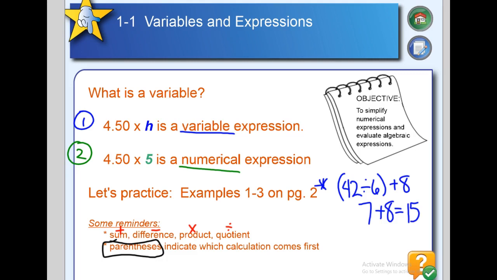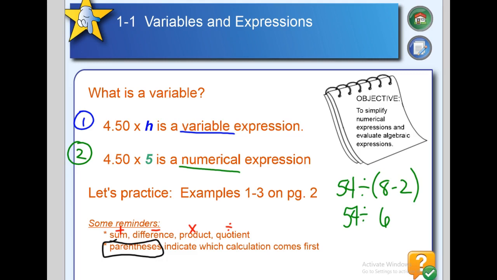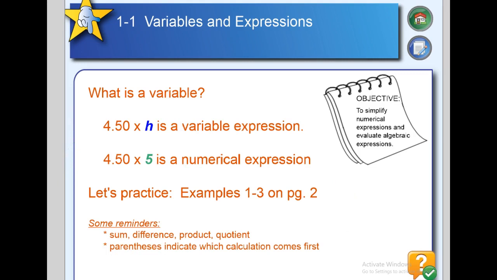Again, let's look at their letter B. Let's go ahead and write it up here so you can see it. It says 54 divided by 8 minus 2. Once again, it is a numerical expression. What do we do first? Yeah, as soon as you see those parentheses, hey, do me first. So 8 minus 2 is 6, and then 54 divided by 6 is 9. Great job.